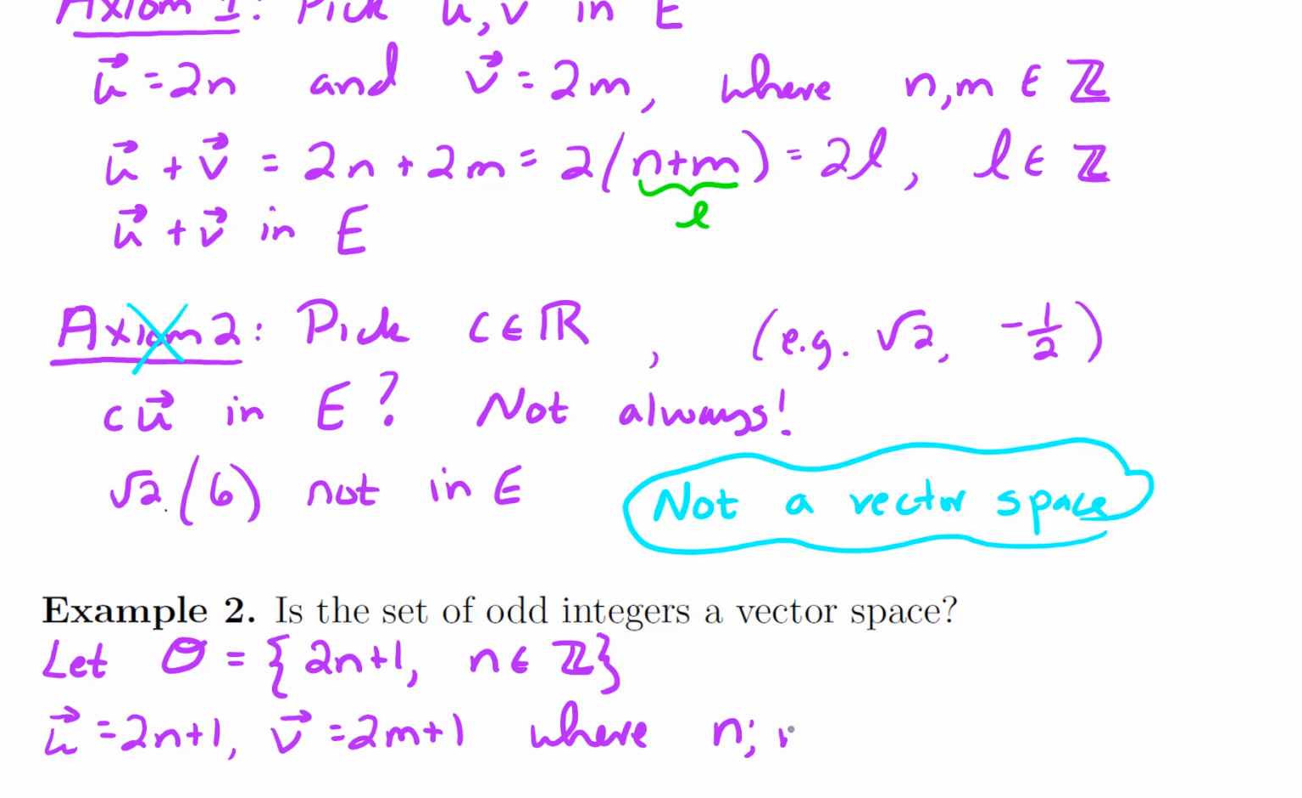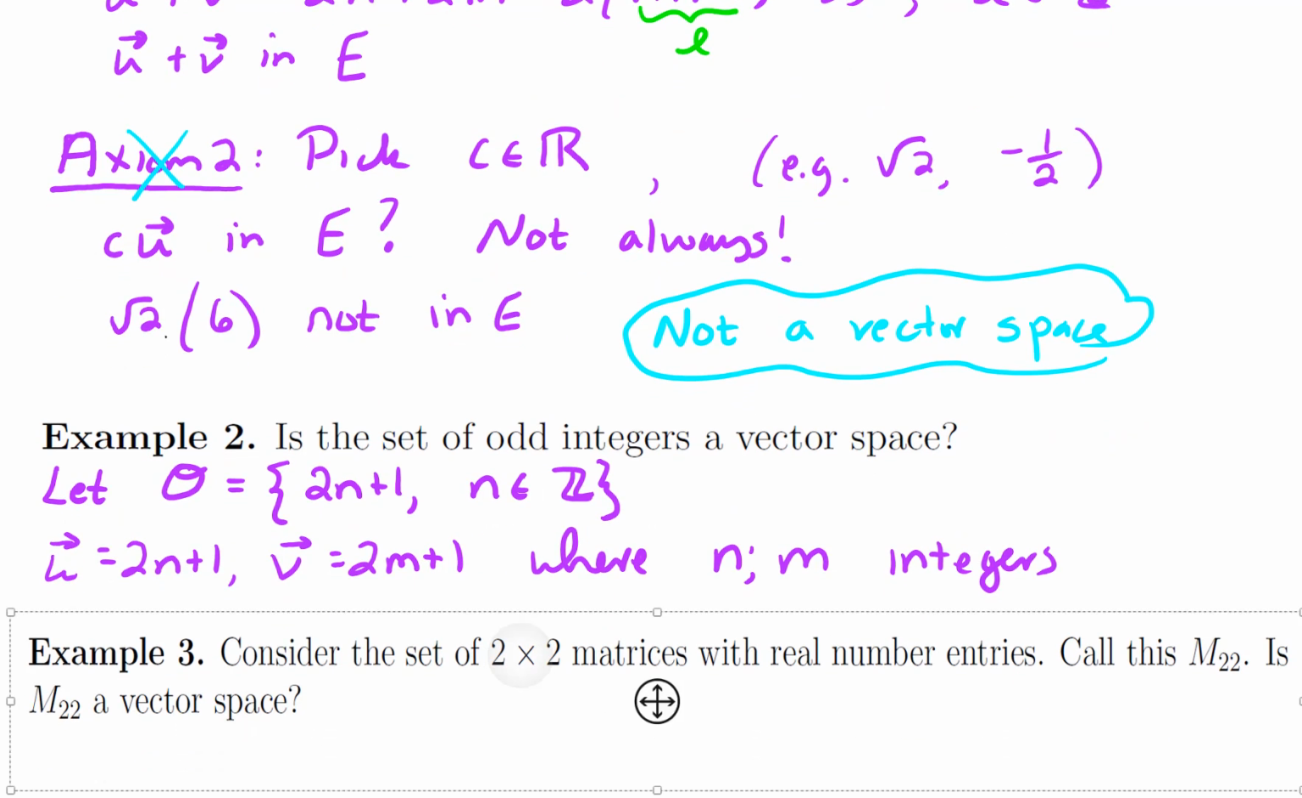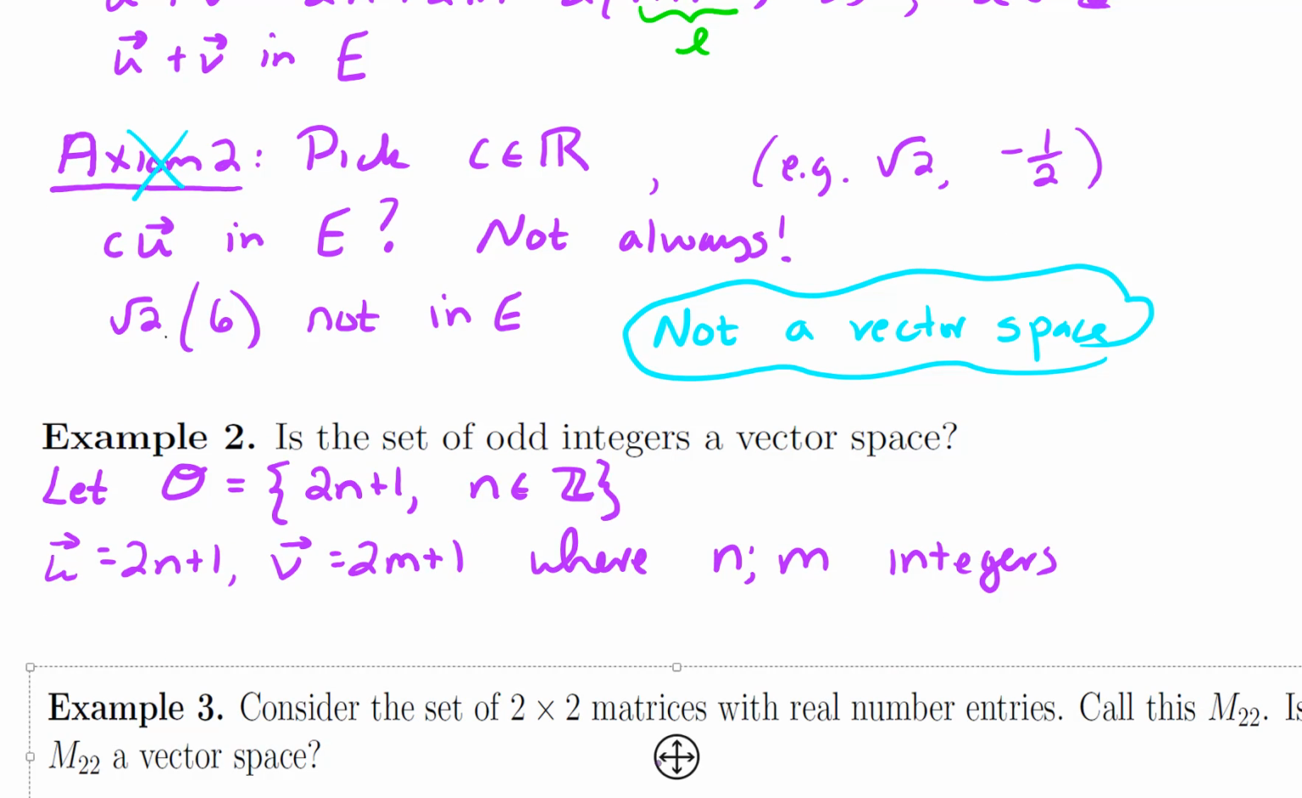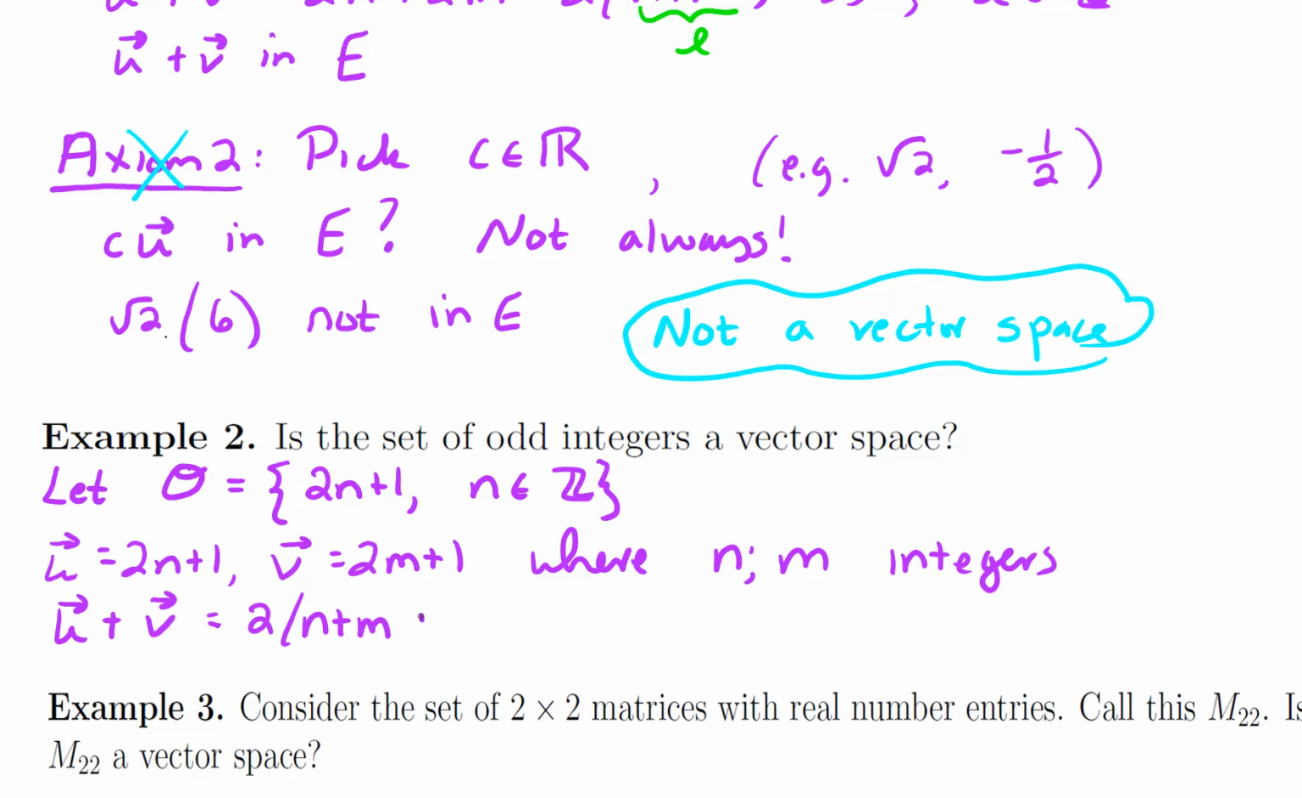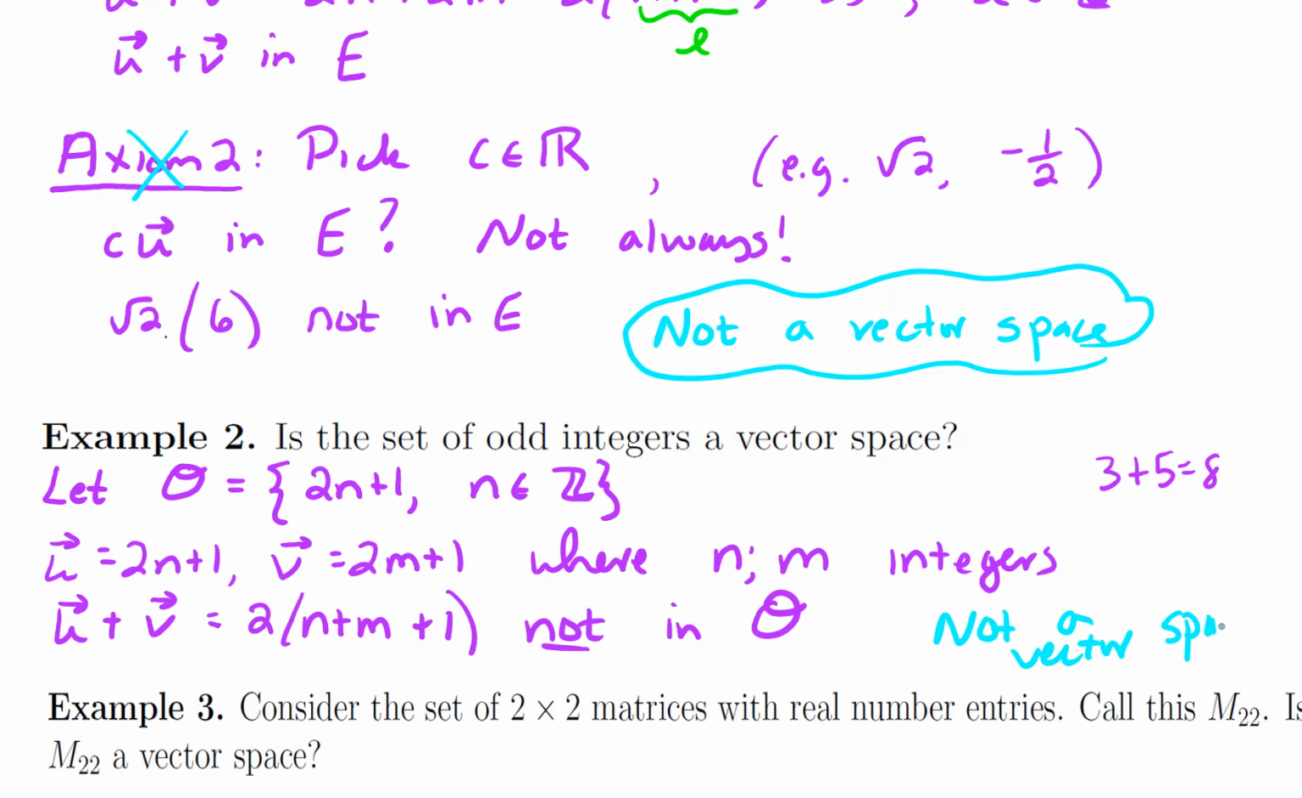u and v, where n and m are integers, and we add those together, notice that we get u plus v, adding up these two quantities, we get 2 times n plus m plus 1. And this is not in the set of odd integers. So this is actually an even number, and that makes sense. If you had two odd numbers like 3 plus 5, you always get an even, and that's what this proof shows. So again, our conclusion is not a vector space. So we can think of vectors in Rn, but we can think of vector spaces in these more abstract settings.